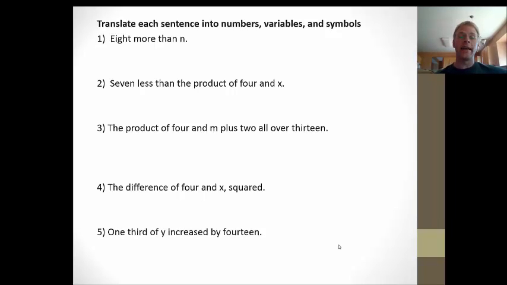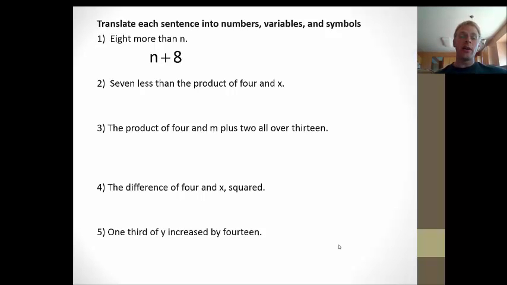8 more than n. So what we have here is 8, obviously the number 8, n is the variable n, and the words more than, which we know from the previous slide, we're looking for addition here, but because it's more than, we also have to flip the order. So it's going to look like this, n plus 8.